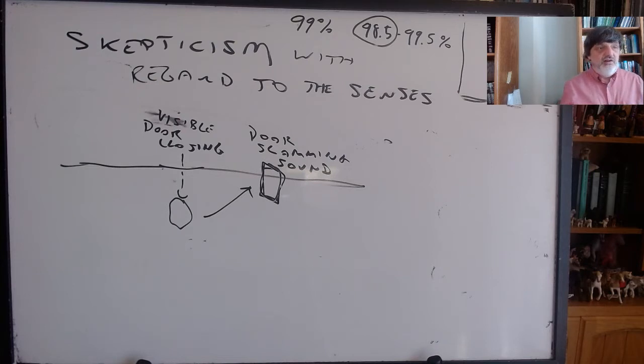So what I'm trying to do is not extend a regularity that I've always experienced to one more case. What I'm trying to do is extend a regularity that is a 70% regularity to suddenly believing that it's 100%. And the 70% regularity can't give me a basis for that.